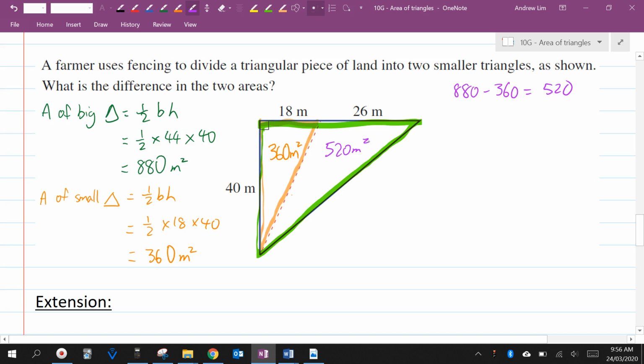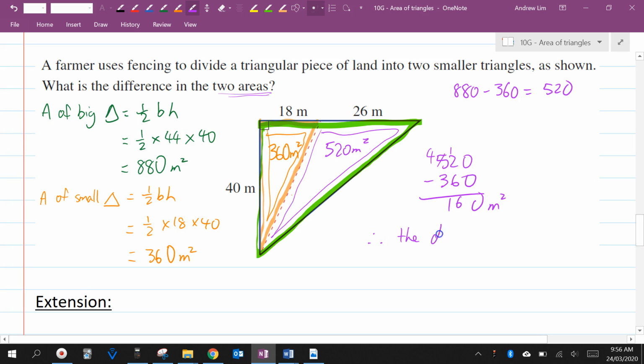But the question asks us, what is the difference in the two areas? So what's the difference between this triangle here and this triangle here? All we need to do is do 520 minus 360, which is 160 square meters. So we can say, therefore, the difference in the two areas is 160 square meters.